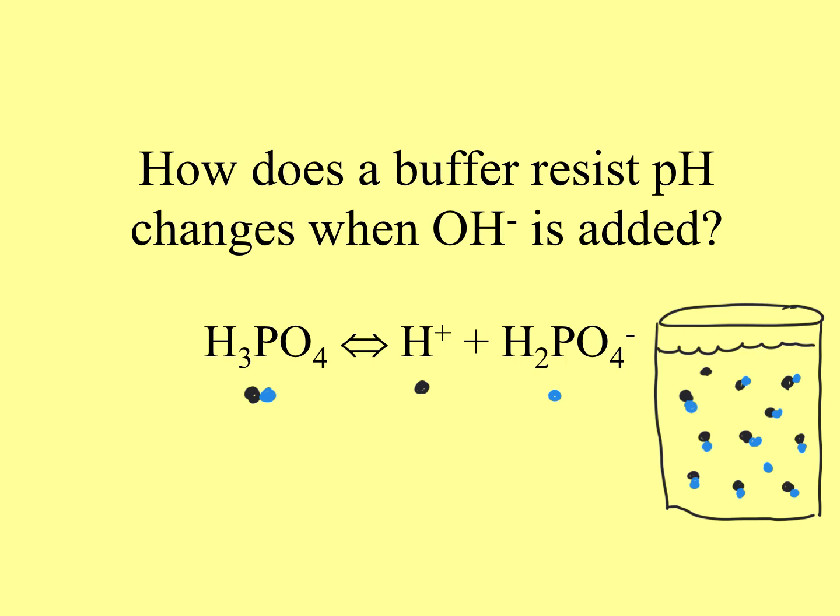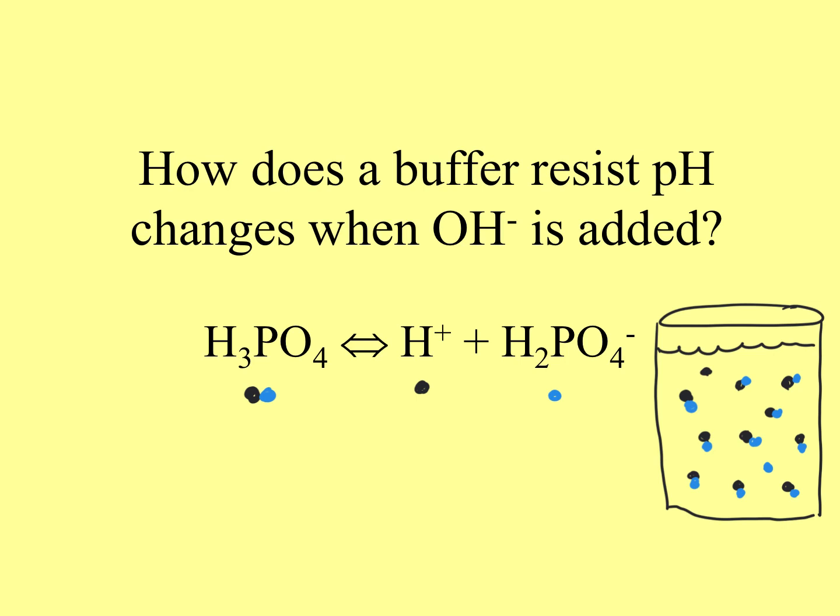So how does the buffer exactly resist pH changes when you add OH minus? Let's visualize a buffer composed of H3PO4, which is a weak acid, and H2PO4 negative, its conjugate base. The solution I've drawn for you right here is actually just mostly H3PO4, and it's undergone hydrolysis, and because it's a weak acid, it has only ionized slightly. Notice that you have these two, the hydrogen ion and the H2PO4 minus ion. So this is non-buffered.